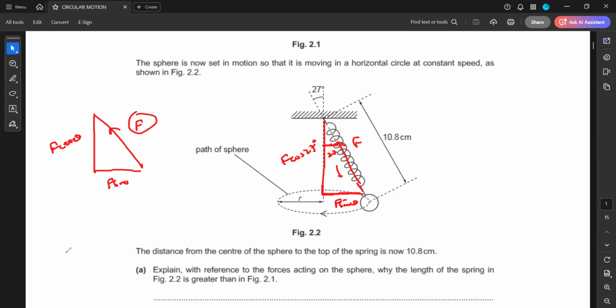As compared to the first case, when force F and the weight acting downward were balancing each other, now the horizontal and vertical components combine together to give a force on the spring. That is why, if the force on the spring is greater, it will have a greater extension, because force is directly proportional to extension.